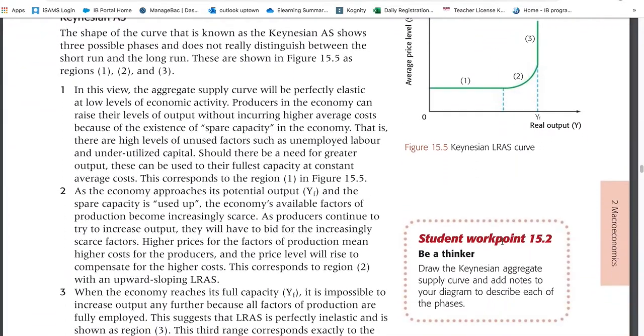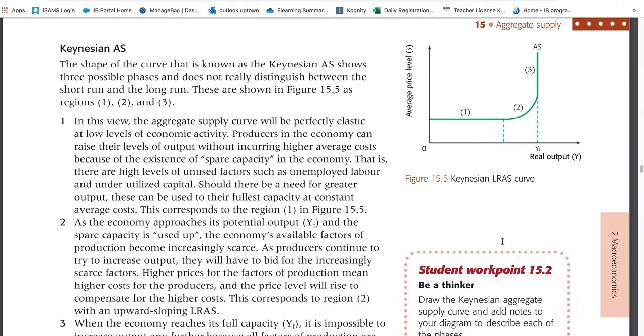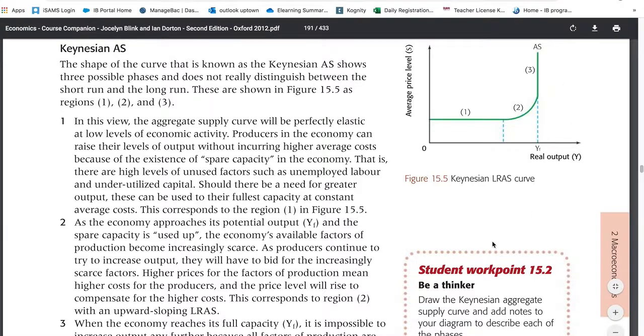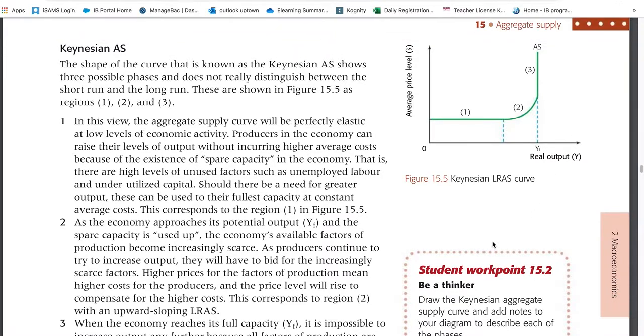So the Keynesian model is shaped very differently. You can see here that it comes in three different stages. Pretty much the difference between the long run and the short run is the breaking point of production. So in the beginning, initially, phase one, you'll see that as you increase output, there are no increases in price. So this is almost like a perfectly elastic curve. So producers in an economy can raise their levels of output without really getting higher average costs.